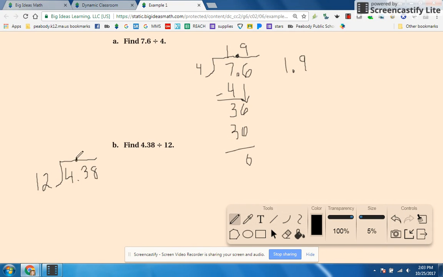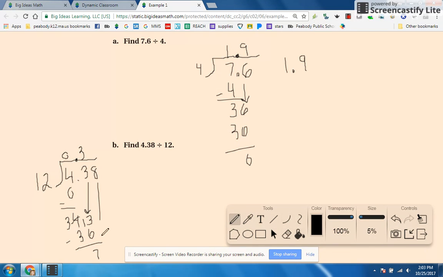Bring my decimal point straight up. Pretend it's not there. 12 goes into 4 0 times. So I'm going to subtract. I get 4. Bring down the next digit. So I have to guess how many times 12 goes into 43. So I'm going to guess 3 times, which is 36. So 12 times 3 is 36. Now I'm going to subtract. I got to borrow a little bit so that I can do my subtraction. 13 minus 6 is 7.